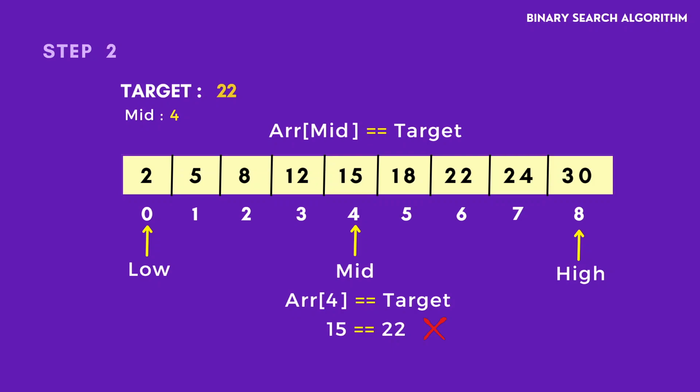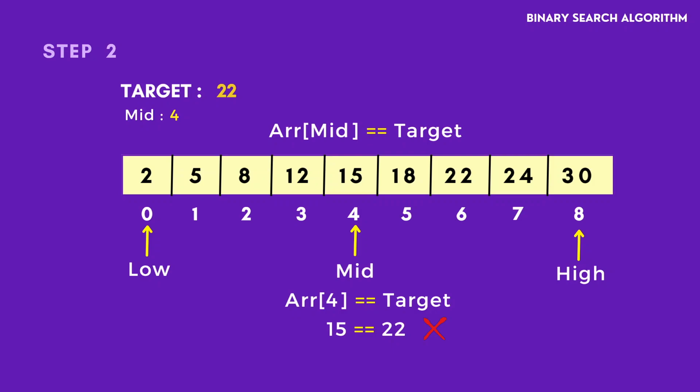So we are in step 2. In step 1 we found the mid value. At step 2 we are comparing the array of mid value with the target, whether both are equal. If both are equal, we can directly return the mid value, which is position 4, meaning at position 4 we have our target element. But in our case it's not happening, correct? So array of mid is not equal to target. You have to remember: array of mid is equal to target. This is the first condition.